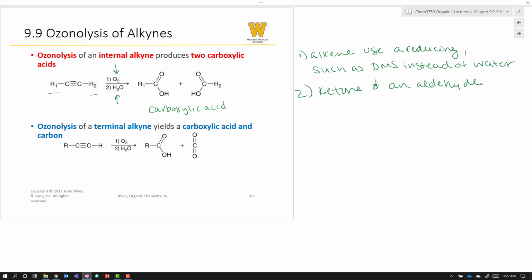However, it's always different depending on if you're doing an internal alkyne or a terminal alkyne. So in the next situation here, we have a terminal alkyne. Adding in ozone followed by water, you will get your carboxylic acid, but instead, you'll also get CO2. And so that would be the big difference there.